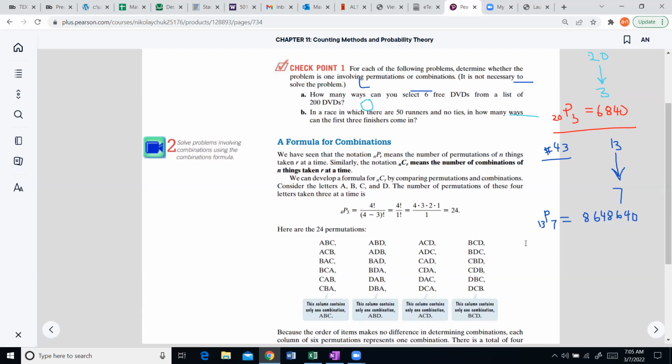Looks like what they do is give you a very interesting explanation down below when they talk about a formula for combinations. It looks like they considered the process of selecting various letters, right? They say they have 4 letters, and they start to produce different words out of these 4 letters. So they select 3-letter words.